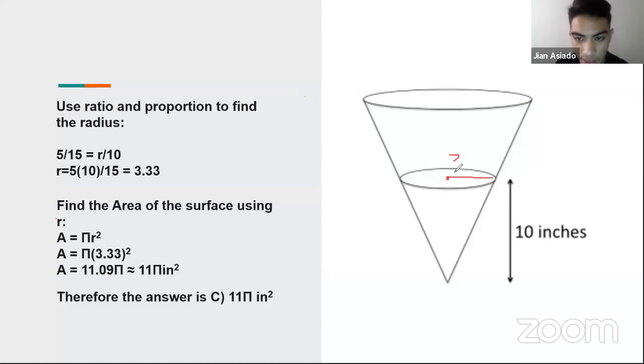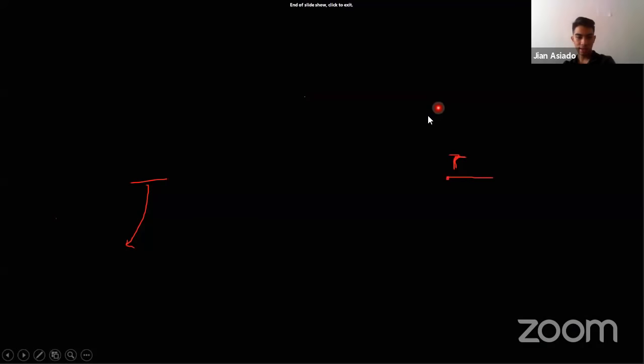This one, it's R, no? 3.33. And then, yung area naman, the surface, no? Pi R squared. So, that's 11 pi inches squared. Okay. This one, substitute dito. Okay, so yung sagot, it's C, no? Okay, I think that ends our discussion for geometry.